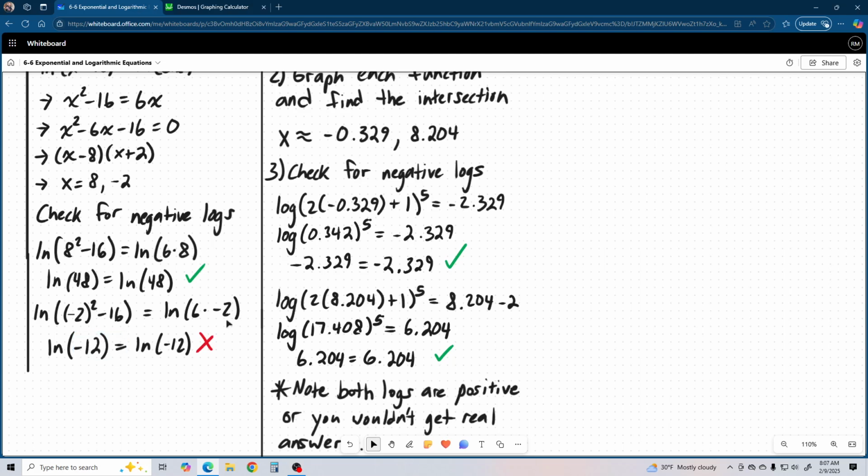But let's check, see if we did the math right. I mean, we already know, but okay, so this was 6x. So now we have 6 times negative 2, which is negative 12. So we did the math right. This is equal to each other, but this will be an imaginary number. And we'll reference back to this in a second when I talk a little bit more about this, but you have to double check for this, just to make sure that we're not using imaginaries in our answers.